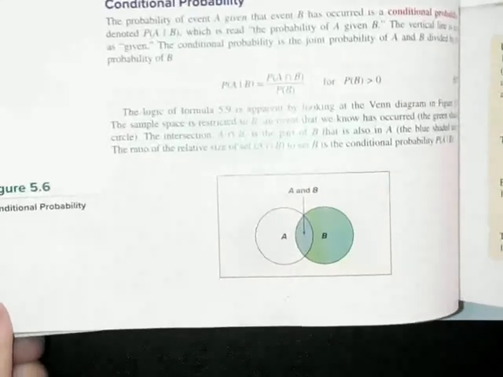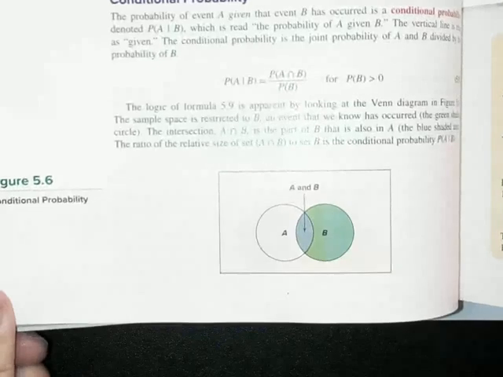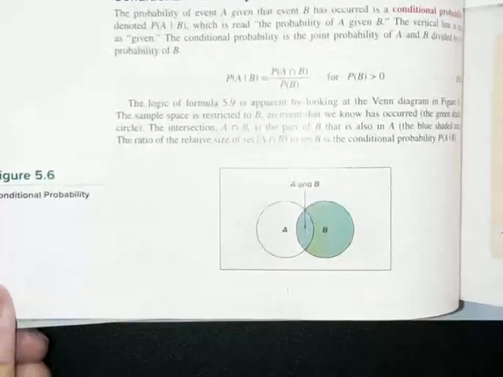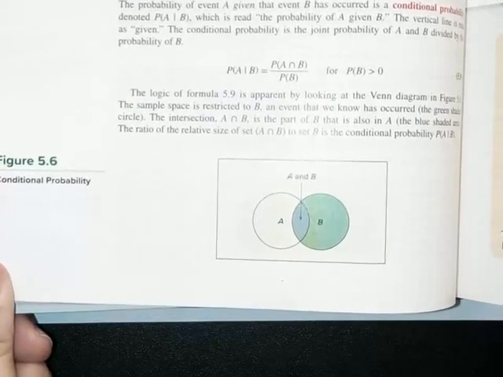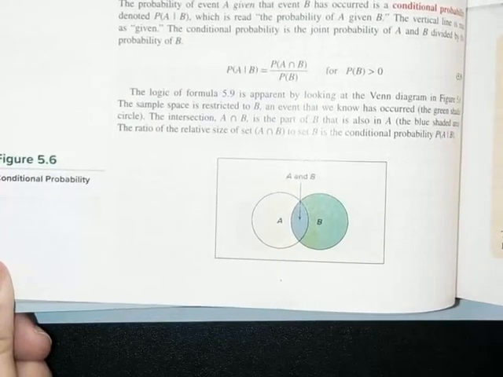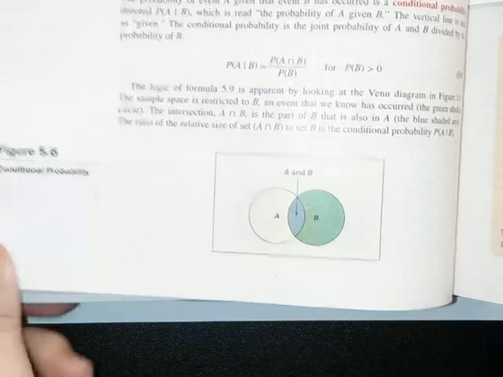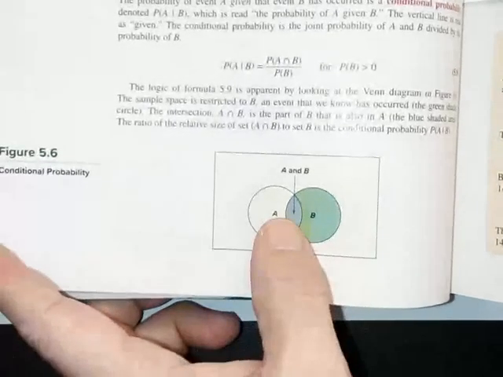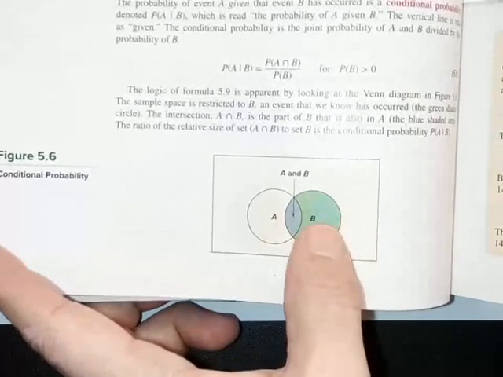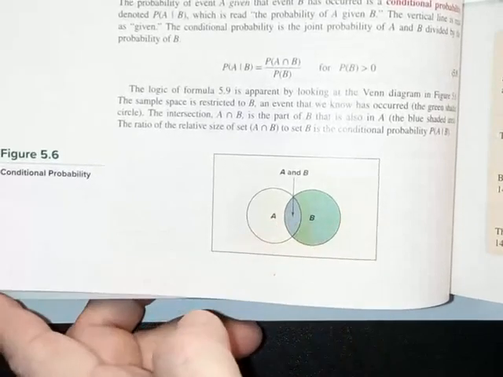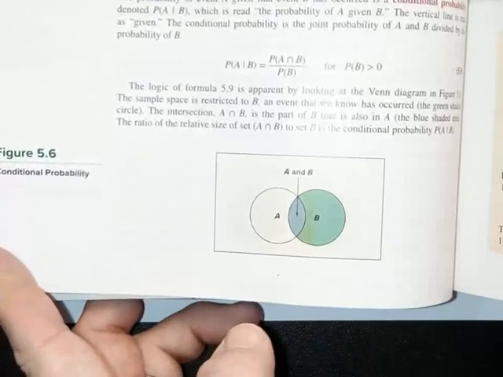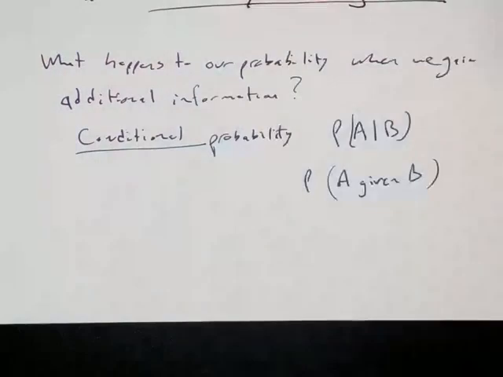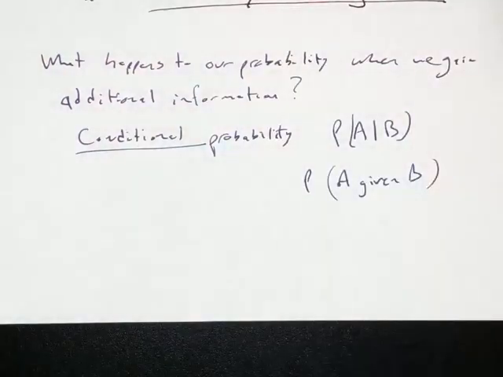Here, I'm no longer looking at the whole sample space. I'm only looking at what's going on within B. If I tell you the P of A given B, I'm really wanting to know how much of this circle is taken up by the overlap. It means I no longer care about the whole sample space. I only care about the part that is within B.